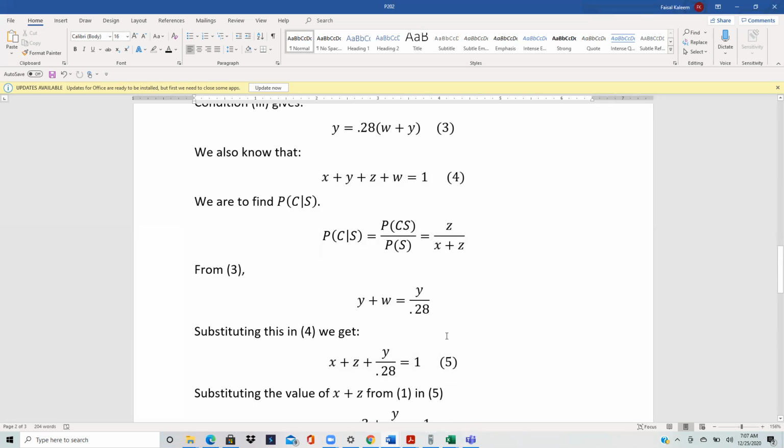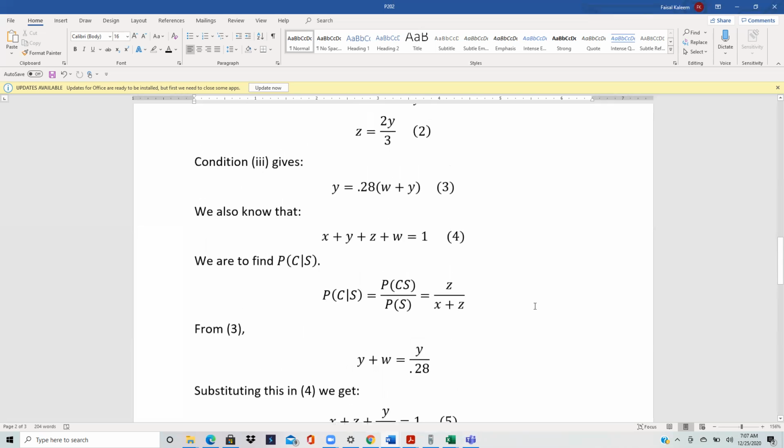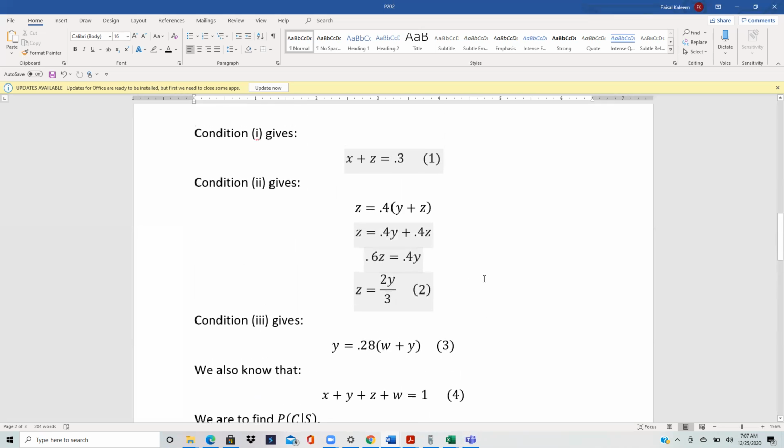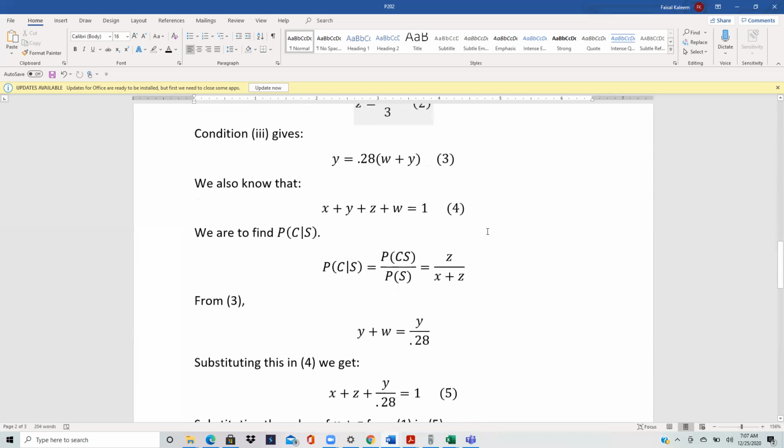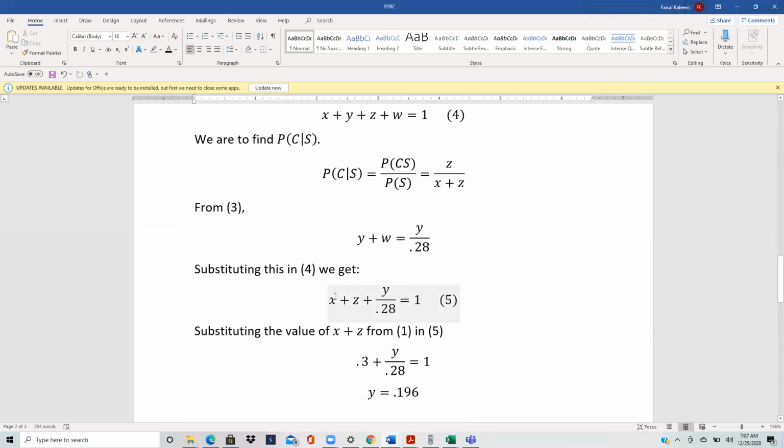And now once again, if you look at equation number 1, that tells us that X plus Z is 0.3. So we replace the X plus Z over here by 0.3. So you get 0.3 plus Y over 0.28 equals 1. And now that quickly tells us what Y is. Subtract the 0.3 and multiply by 0.28. You get Y equals 0.196.